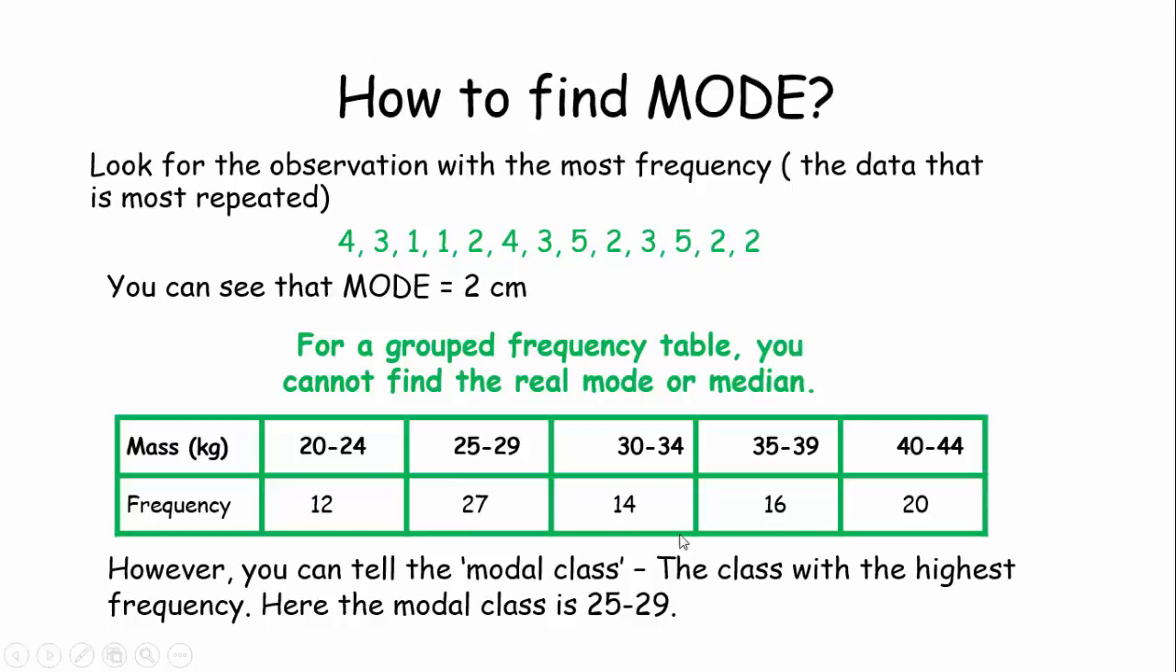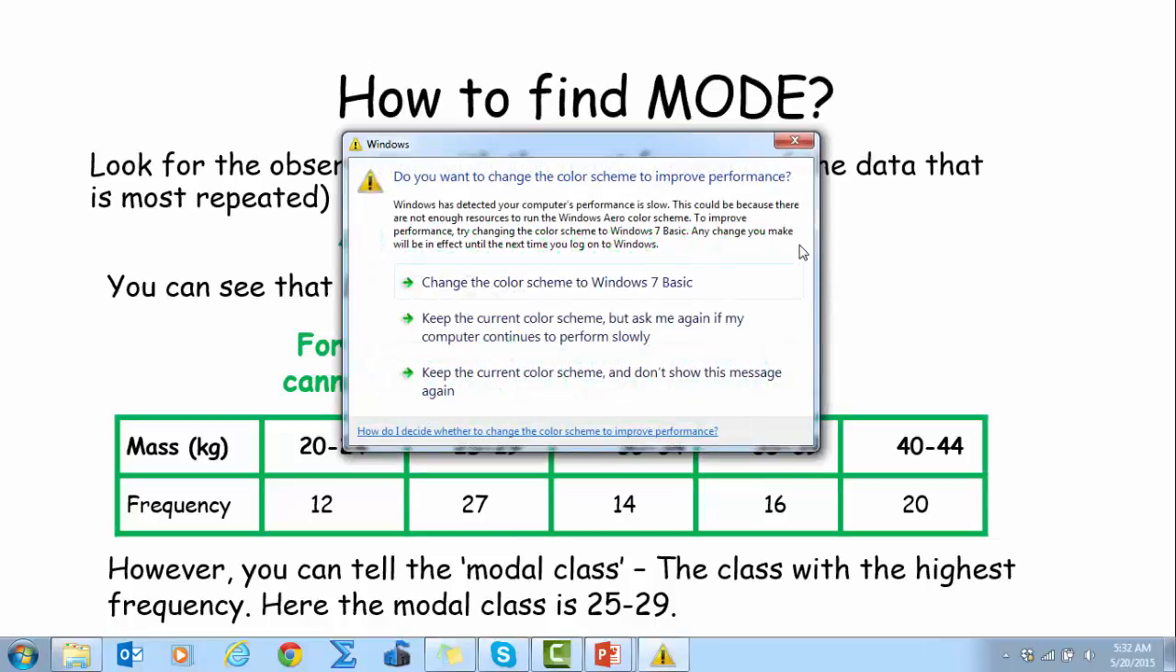Again, for median, you have to see the spread of the data here, and you have to look for the middlemost data and then look for that class there. So again, even for median, you can only tell which class is the median class. You can't exactly tell which is the median in a frequency distribution table.